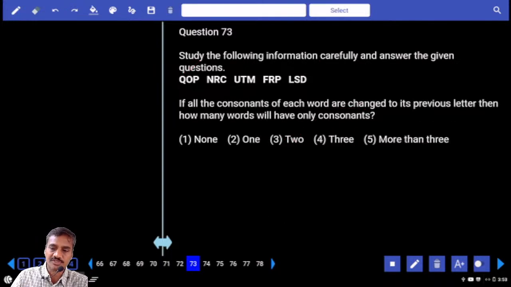If all the consonants of each word are changed to the previous letter, then how many words will have only consonants? Then consonants to the previous letter, and the consonants of each word are changed to the previous letter.